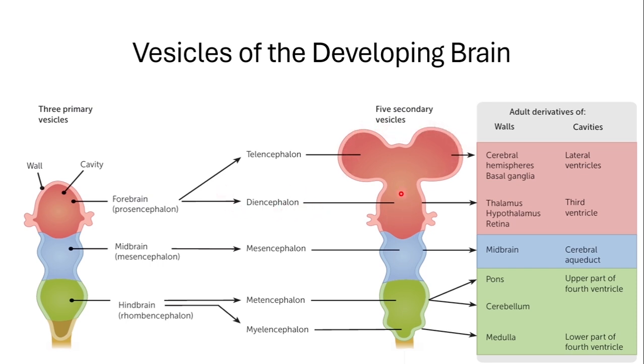The wall of the diencephalon provides us with the thalamus, the hypothalamus, and the retina, and we're going to be talking about those in later videos. The mesencephalon provides us with the midbrain, and then the metencephalon provides us with the pons and cerebellum, and the myelencephalon provides us with the medulla.